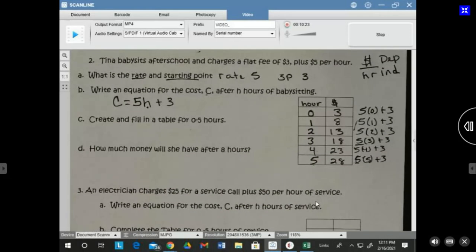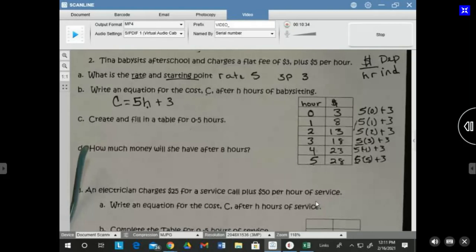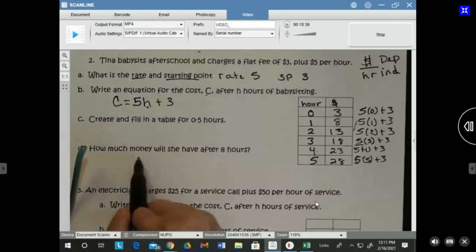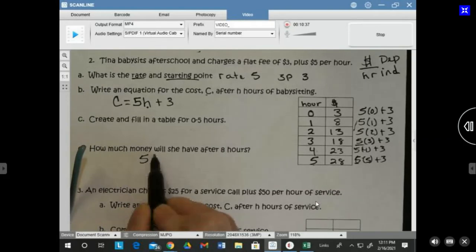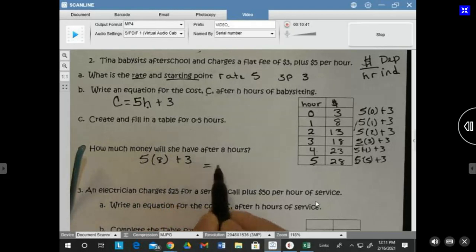How much money will she have after 8 hours? If she babysits for me today for 8 hours, how much money is she going to have? Good job. 5 times 8 plus 3 gives me $43.